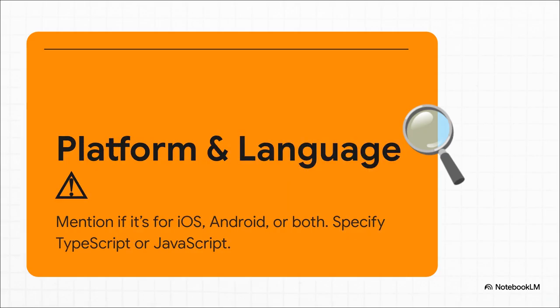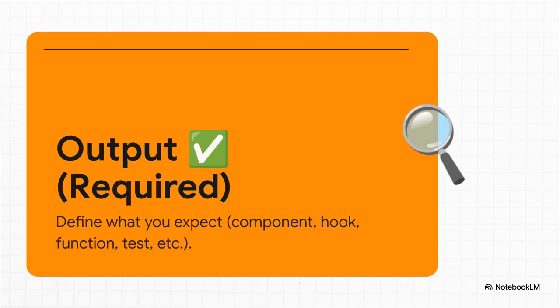And in that same vein, you should always try to specify the platform and language. Is this for iOS, Android, or both? Are we working in TypeScript or JavaScript? Answering these simple questions right up front prevents the AI from making bad assumptions and giving you code that's totally useless for your project.